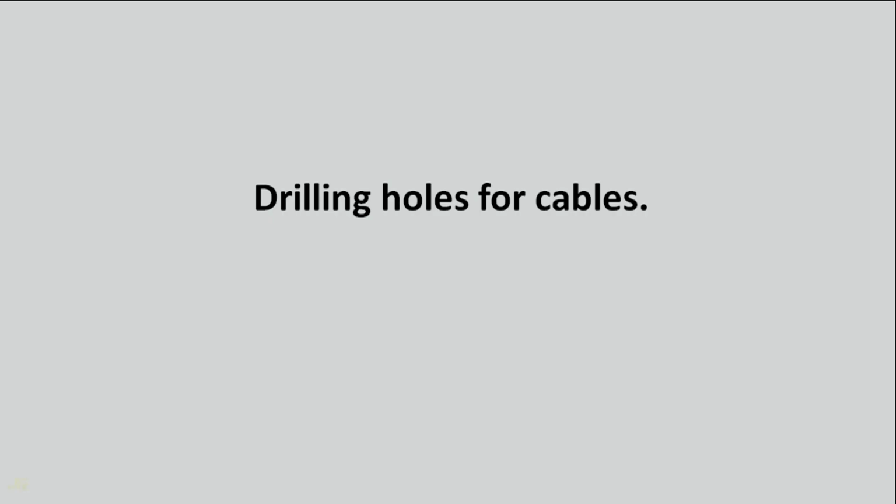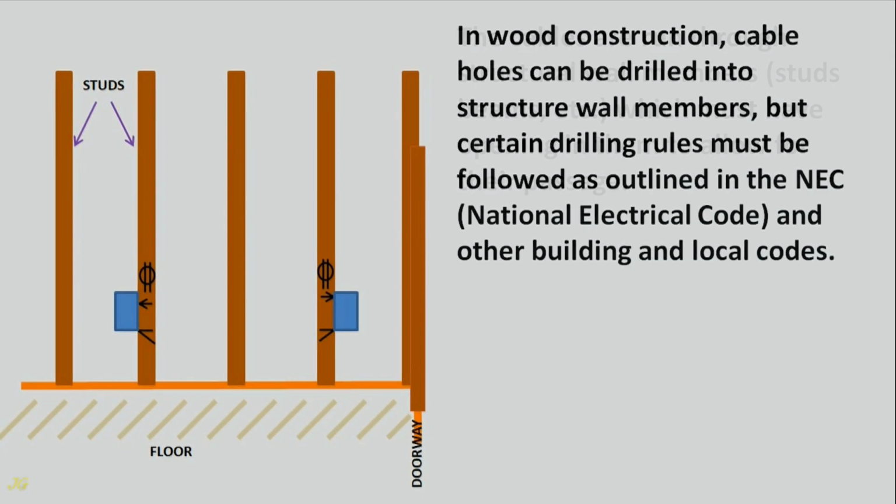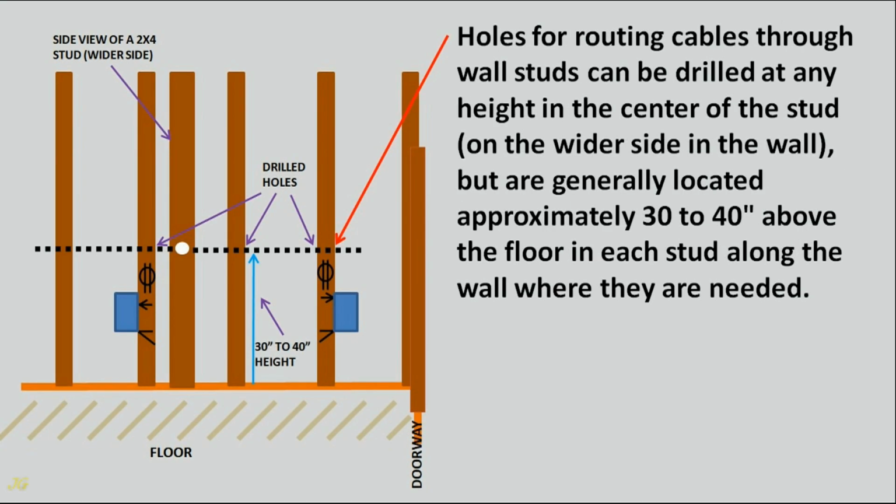Drilling holes for cables. The cables are run through structural wall members, studs, beams, etc., which must have openings in them to allow for their passage. In wood construction, cable holes can be drilled into structural wall members, but certain drilling rules must be followed as outlined in the NEC and other building and local codes. Holes for routing cables through wall studs can be drilled at any height in the center of the stud, on the wider side in the wall, but are generally located approximately 30 to 40 inches above the floor in each stud along the wall where they are needed.